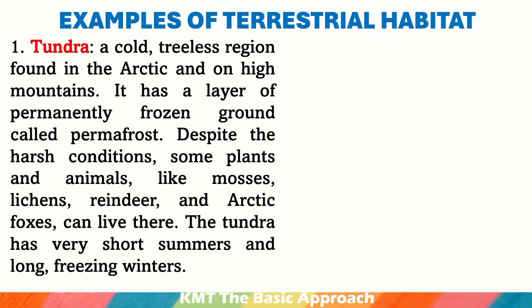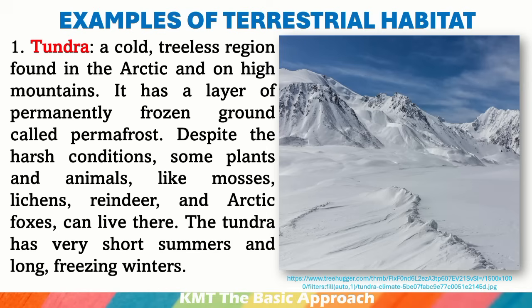Number 1. Tundra. A cold, treeless region found in Arctic and on high mountains. It has a layer of permanently frozen ground called permafrost. Despite the harsh conditions, some plants and animals like mosses, lichens, reindeer, and Arctic foxes can live there. The tundra has very short summers and long freezing winters.